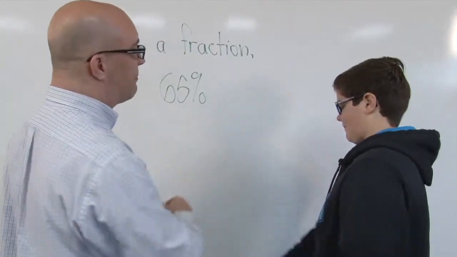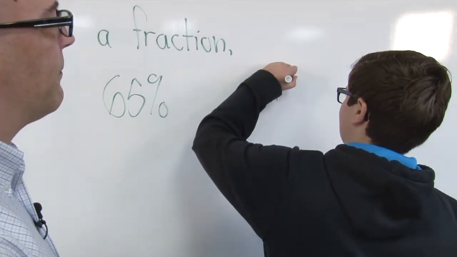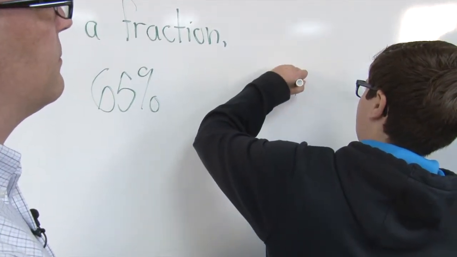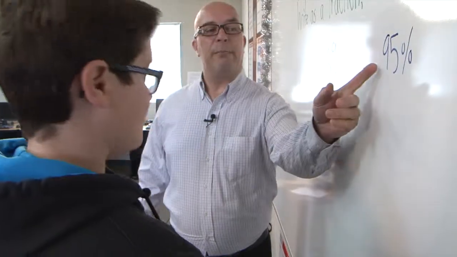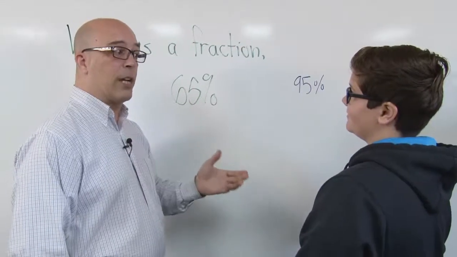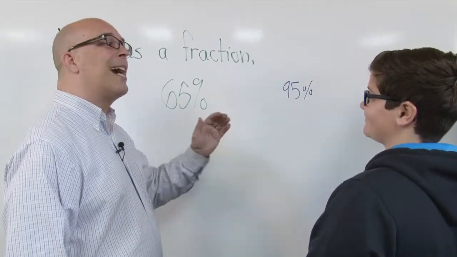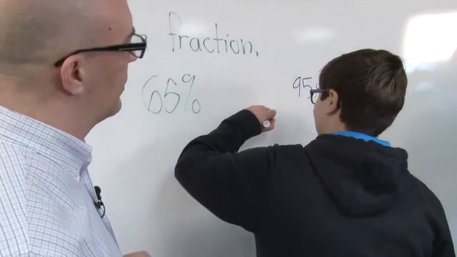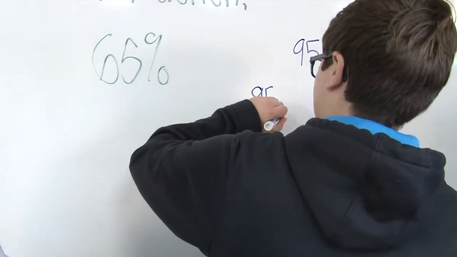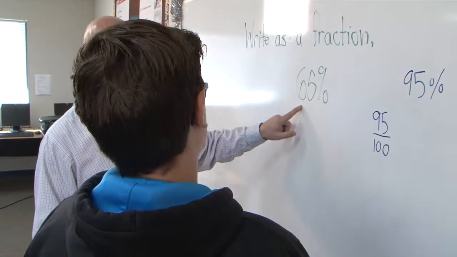Why don't you go ahead and write 95% up over there? Now that 95% means you got a 95 out of what? 100. Out of 100. Are you familiar with fractions at all? Yes. Okay, so how would you write 95 out of 100? Perfect.